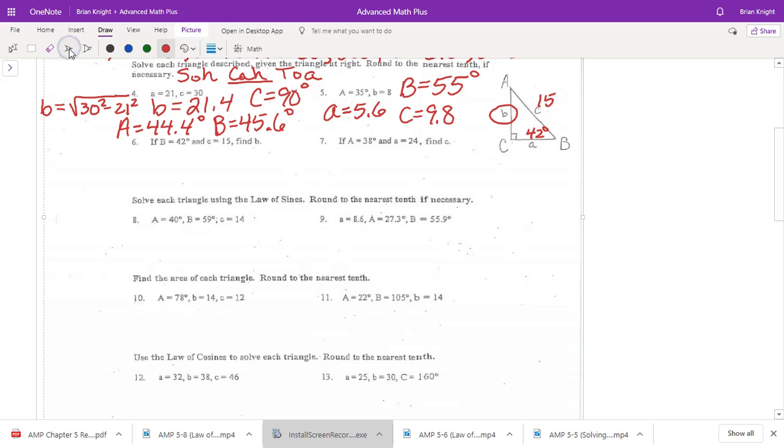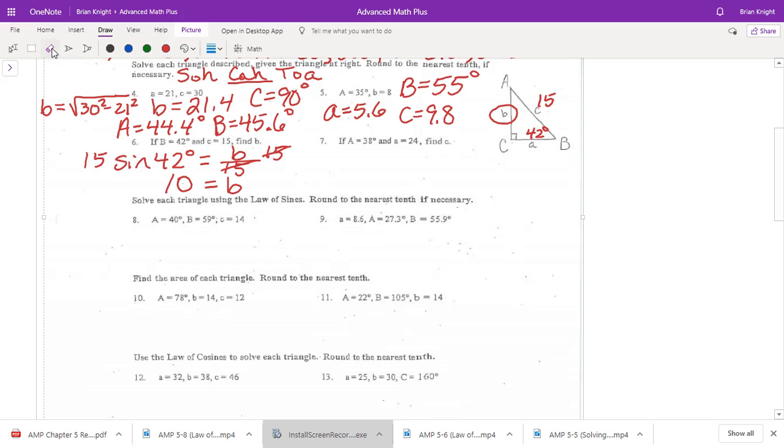All right. How are we going to find B? What trig function, or trig ratio, I should say, would we use there? Sine. Opposite side, hypotenuse. So sine of 42 degrees equals B over 15. What do I do to both sides? Multiply by 15 on both sides. Those will cancel. And you should get your B. If you plug that in, it's good old 10.